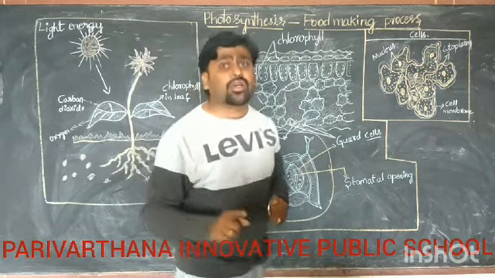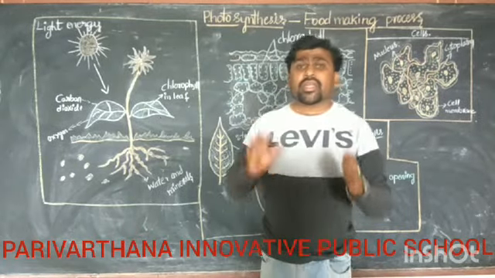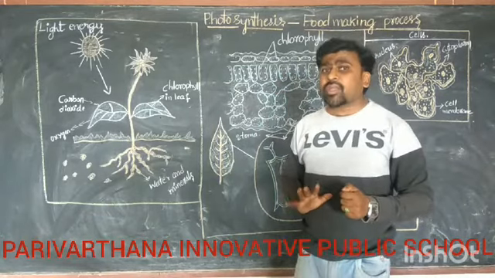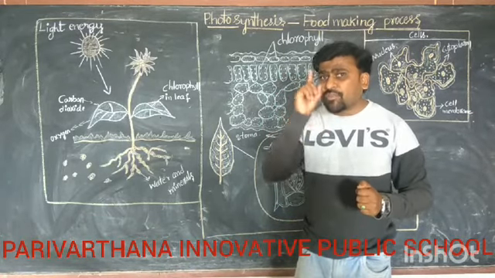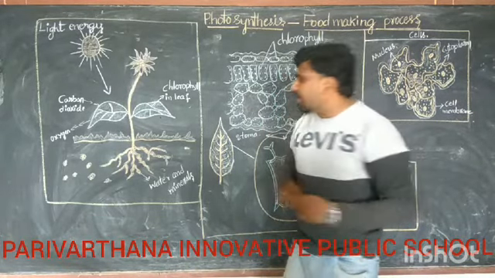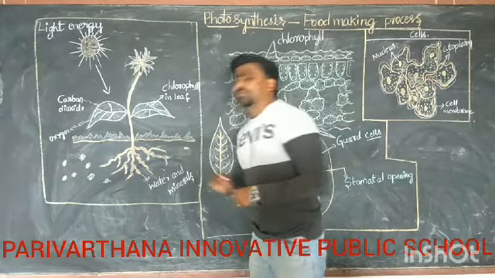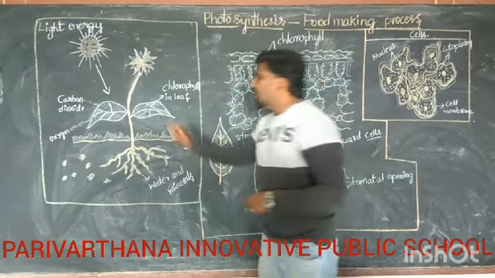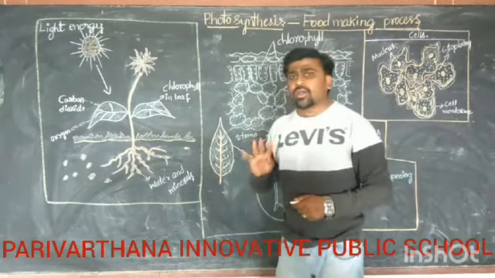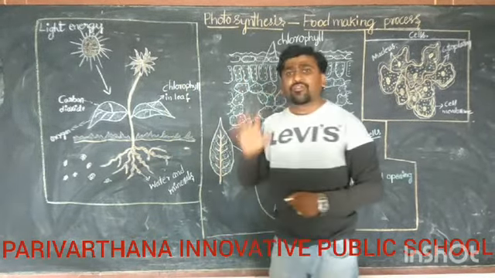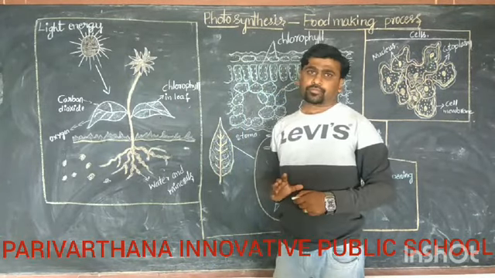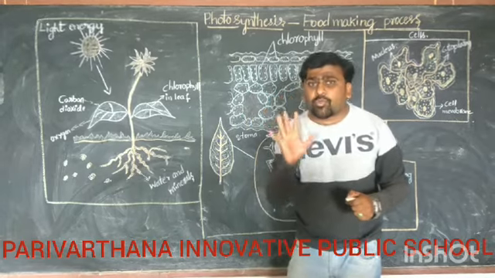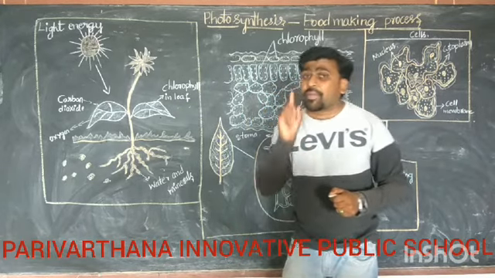You already know that a plant contains a total of 5 parts. Total how many parts? 5 parts. The first part in a plant is roots. Second one, stem. Third one, leaf. Fourth one, flower. Fifth one, fruit. Understood? There are a total of 5 parts present in a plant.